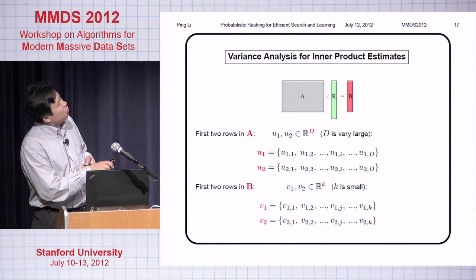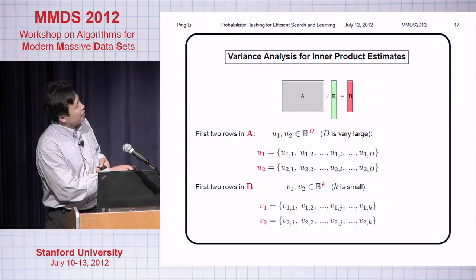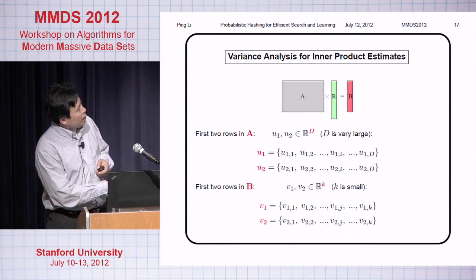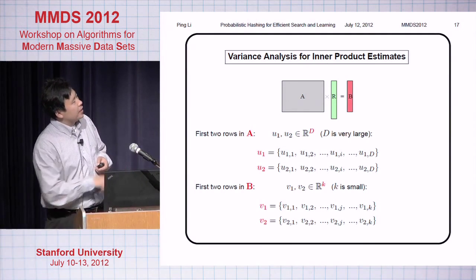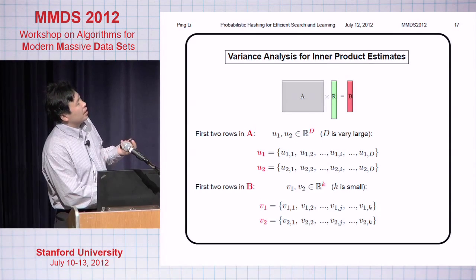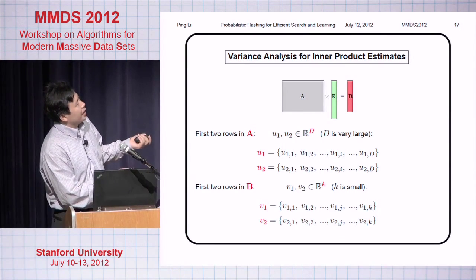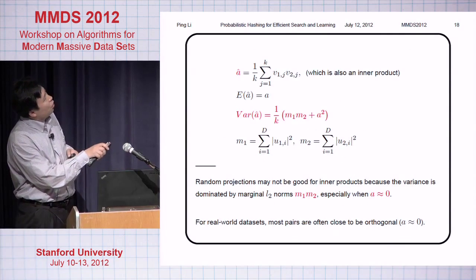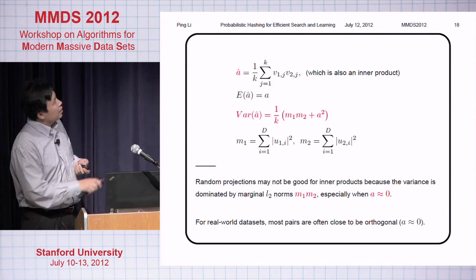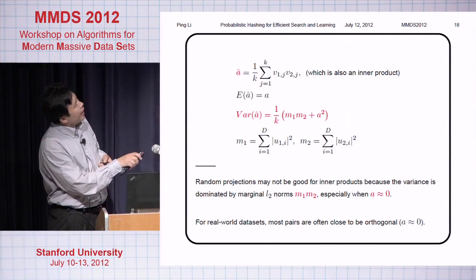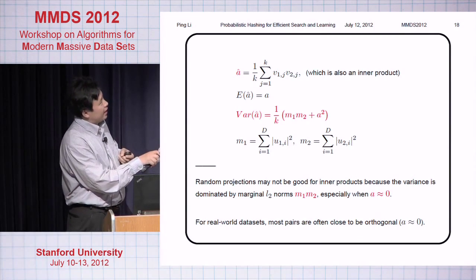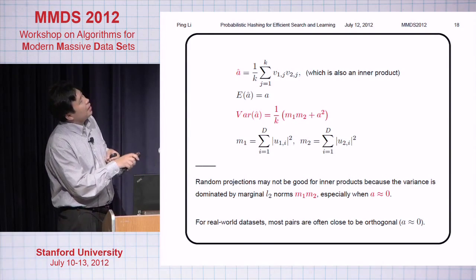Let's look at the first two rows in A. We call them U1 and U2. They're in D dimensions. And the first two rows in B are V1 and V2, in K dimensions. K is much smaller than D. And so we can use the inner product in B to estimate the inner product in A. That's the estimator. We always use A to denote the original inner product, so A hat is the estimate. The original inner product can be estimated without bias from the inner product of the projected data. However, the variance is interesting.